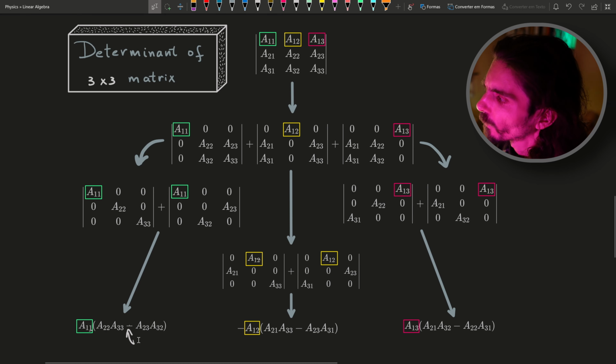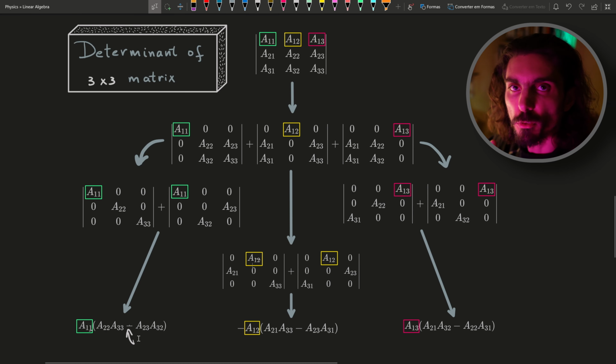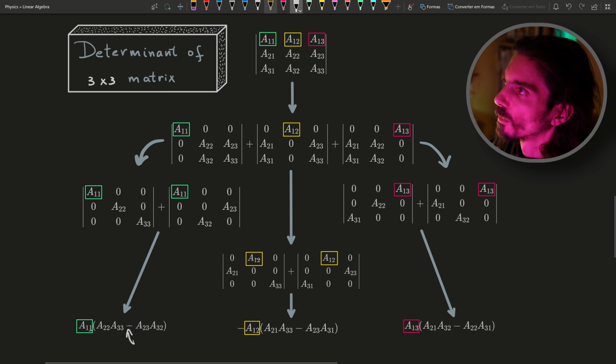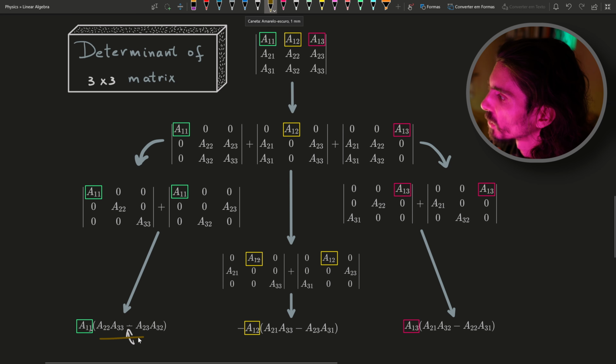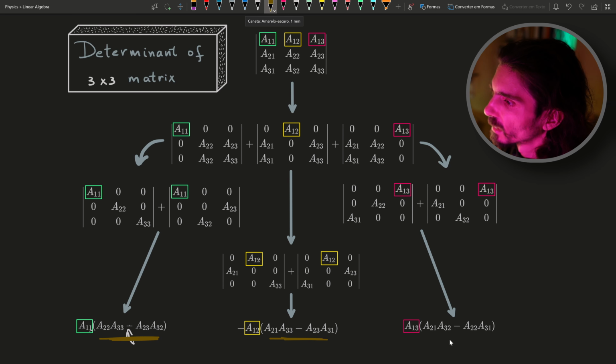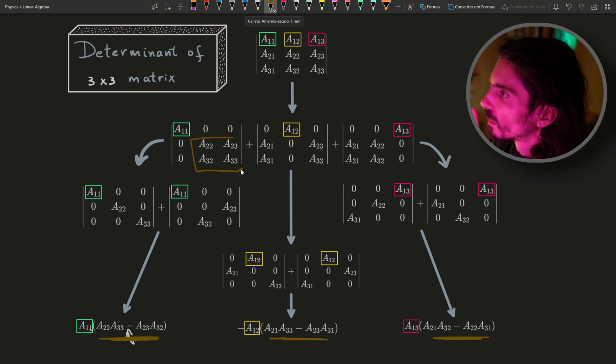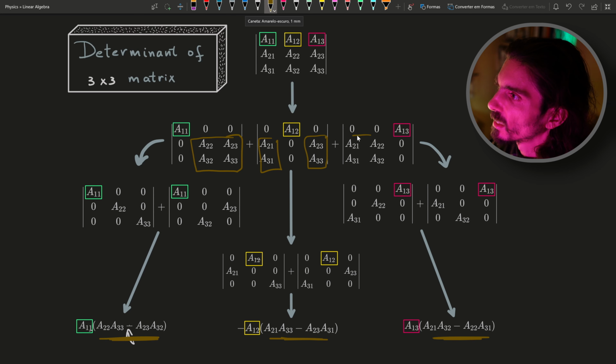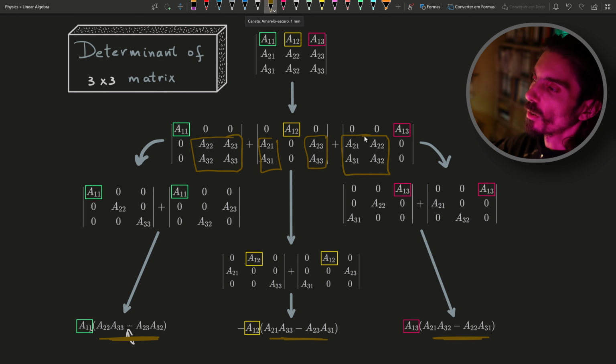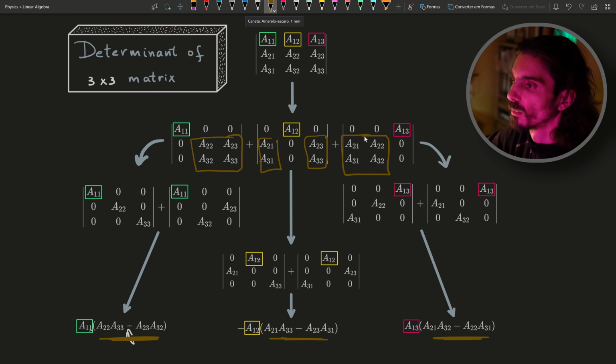Now, if you look closely, there is something very important going on here. We'll focus on this, and on this, and on this. What do we see? Well, you see the determinant of this matrix, and finally, you see here the determinant of this. This is a very important observation.